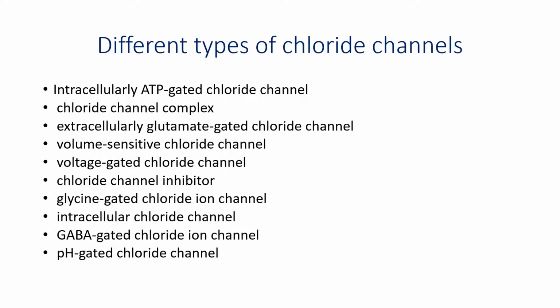Here we have the different types of chloride channels, starting with intracellular ATP-gated chloride channels, chloride channel complex, volume-sensitive chloride channel, voltage-gated chloride channel, chloride channel inhibitor, intracellular chloride channel, GABA-gated, and pH-gated.